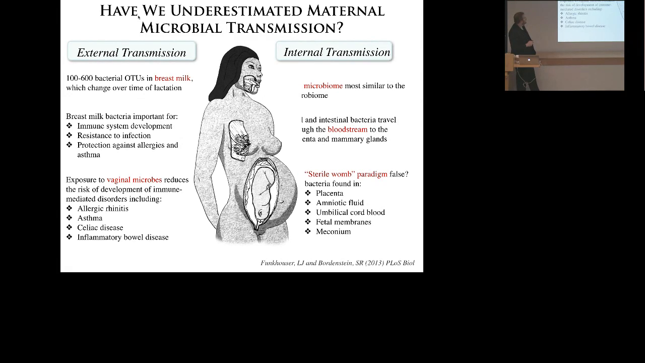So breast milk harbors up to 600 bacterial OTUs or species. OTU just stands for operational taxonomic unit. So there's an extensive amount of colonization going on from mother to baby. Vaginal microbes are known to be part of the first inoculum when the baby comes out of the vaginal canal. It acquires the vaginal microbiome, and that is presumably fundamental.